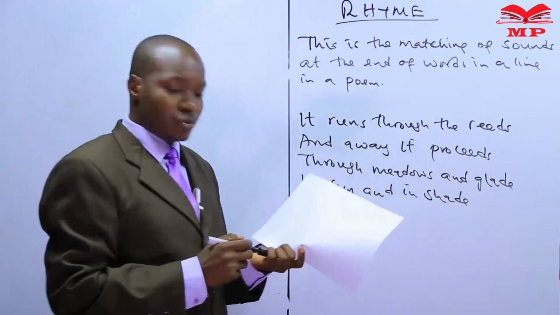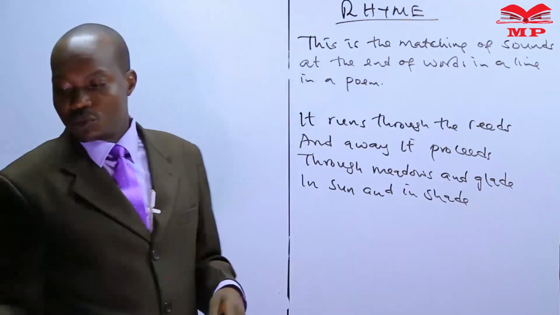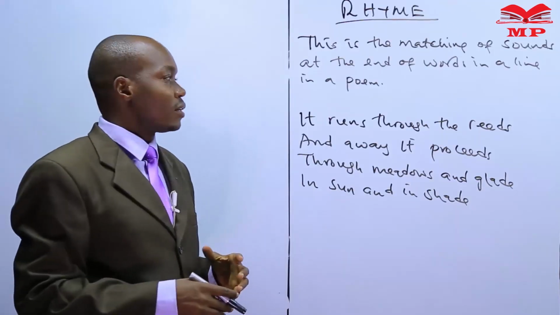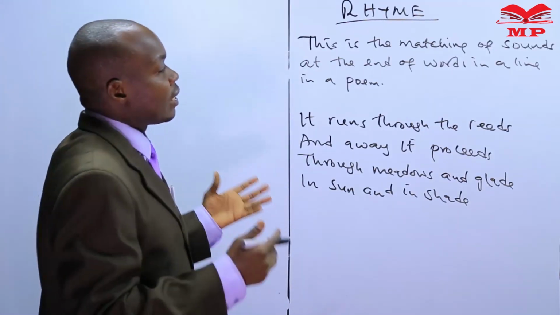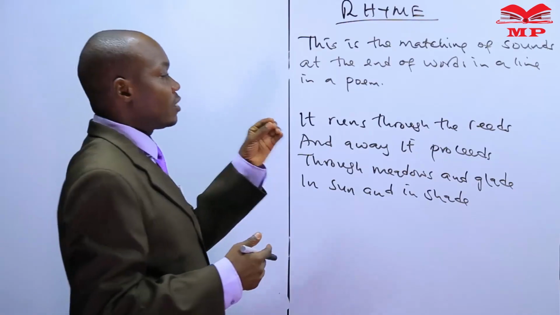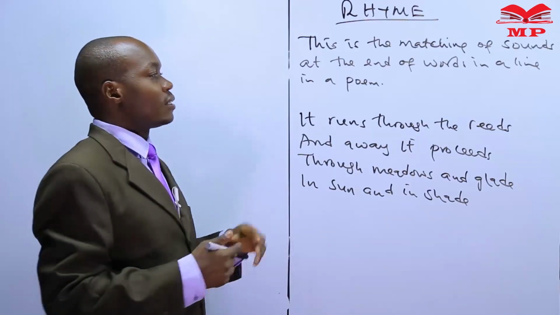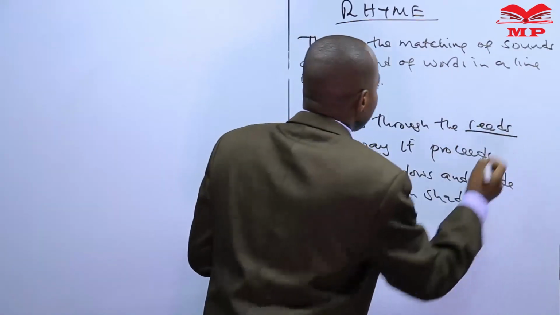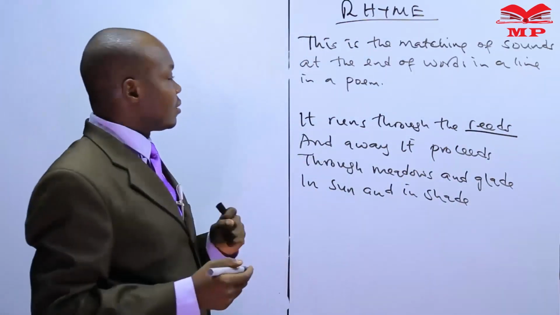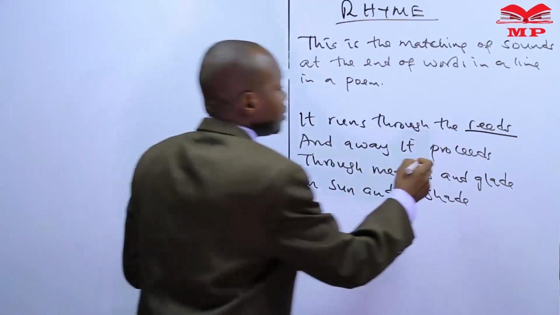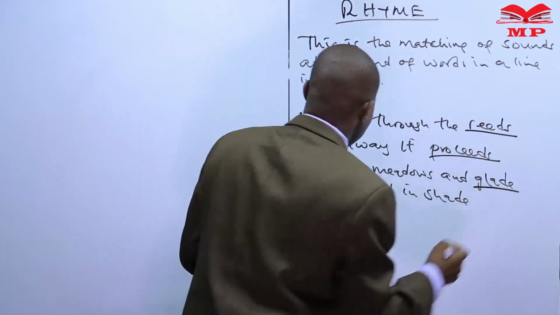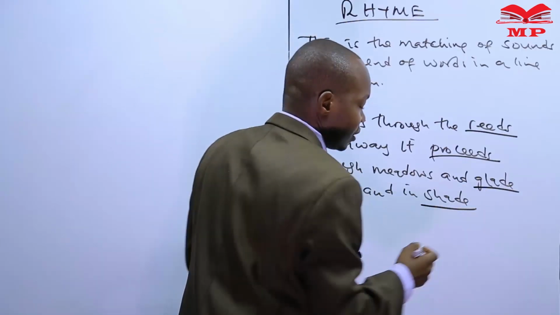Now, to demonstrate rhyme, I want us to recap this poem that we had looked at in the previous lesson. We said we are looking at the end of lines. We are looking at the last word at the end of the line. So the word that we are looking at is reeds. It runs through the reeds, and away it proceeds through meadows and glade, in sun and in shade.